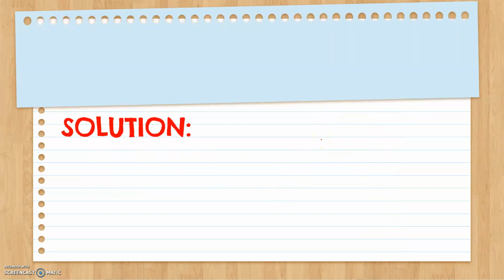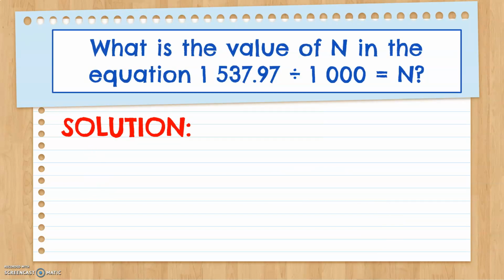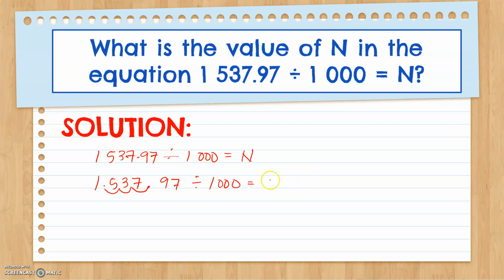Now let's have the third example. What is the value of n in the equation 1537.97 divided by 1000 equals n? So again, let's solve here. Okay, this time our divisor is 1000. In 1000, there are 3 zeros, so that means we'll move the decimal point of our dividend 3 times to the left. So let's move 1, 2, and 3. So our answer will be 1.53797.